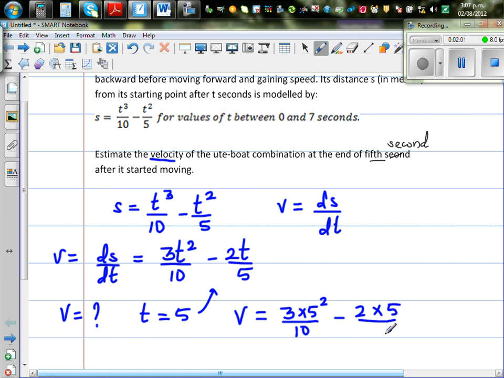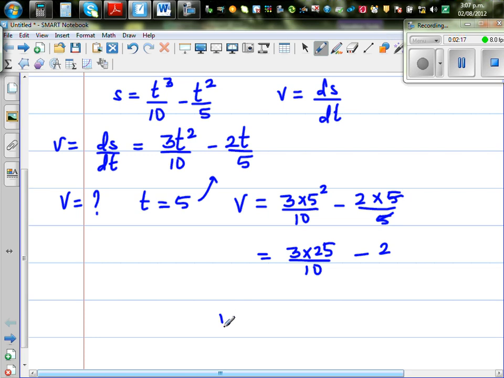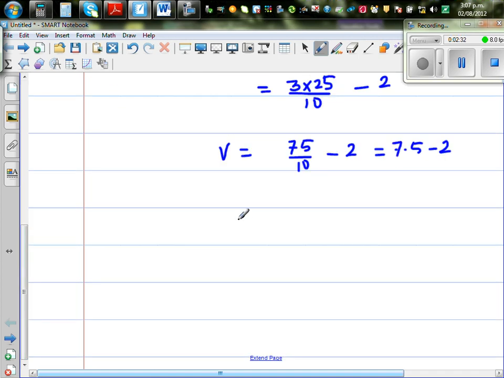Am I right? Yeah. So this would be how much? So this is 3 times 25 over 10. This 5 and 5 get cancelled, minus 2. Okay. So velocity is equal to 75 over 10 minus 2, which is 7.5 minus 2, which is 5.5 meters per second.